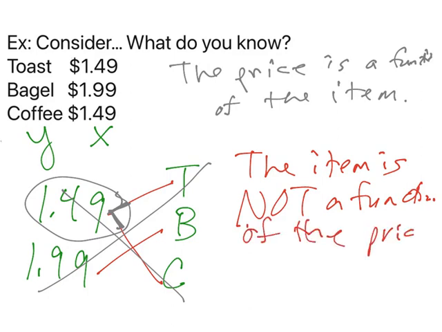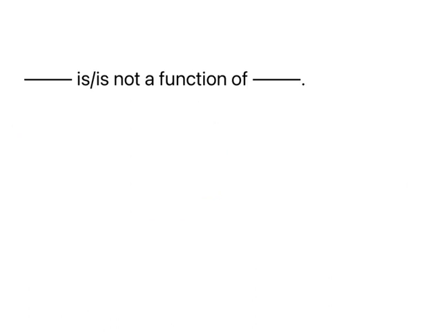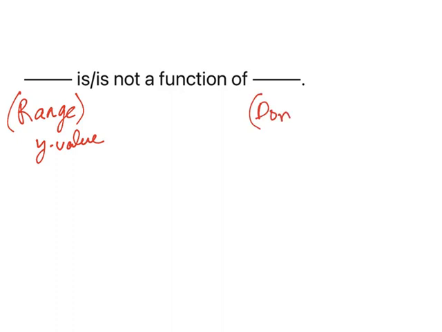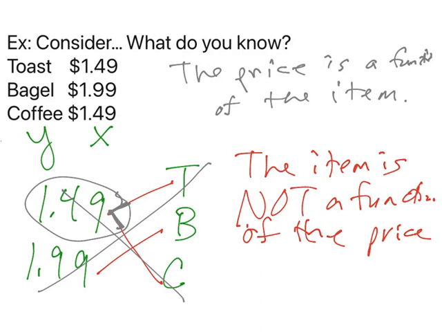And you might say, how do I remember which way it goes? Well, this is kind of the idea. So the range is always what you talk about first. Remember, the range is the y values. It either is or is not a function of the domain, which is the x values. So thinking back on the second one, we said that the item was the range. So the item, right, range. In this one case, it's not a function of the domain, which we used as the price.